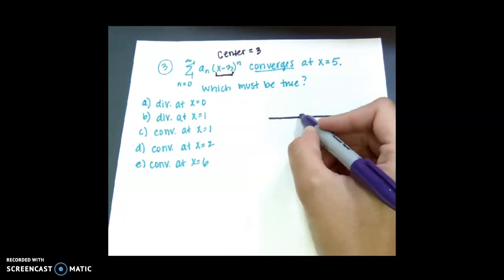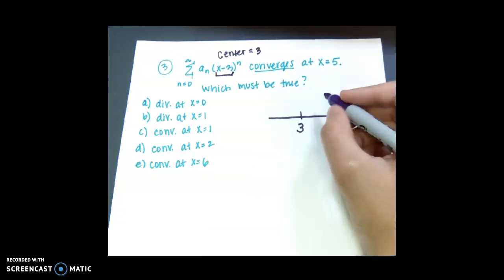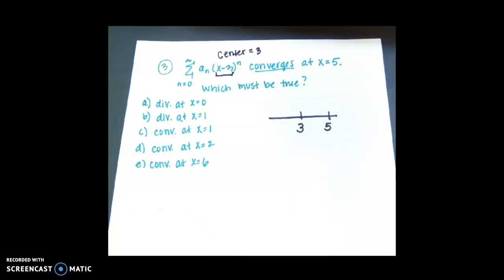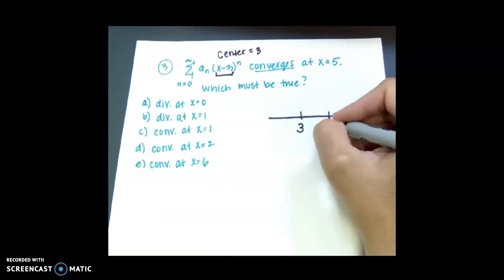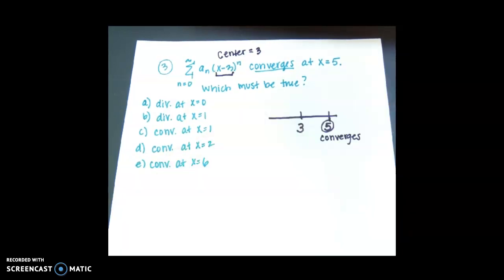Here's just like a little number line. We know that the center is 3. Okay? Here is 5, and we know at 5 that it converges. So that's what we know. So, any number between 3 and 5 will have to converge. So if they would have given us 4 as an answer, it would have to converge. But they didn't give us 4, so that doesn't matter.